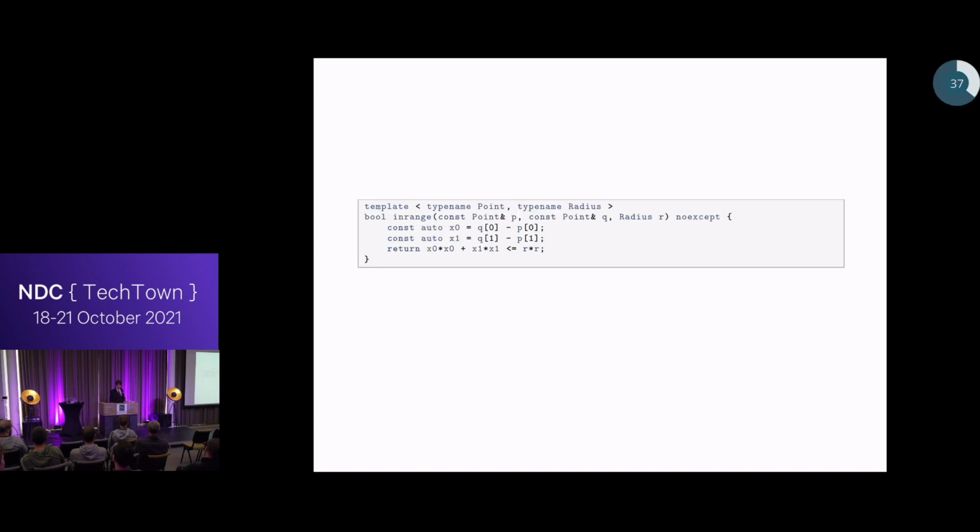I figured I need some tools, so I need a way to check if two nodes are in range, right? So I wrote this in_range. This uses the trick where you square both sides, just to check, right? This is faster than doing the square root.